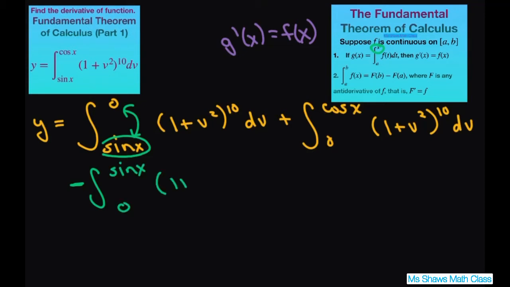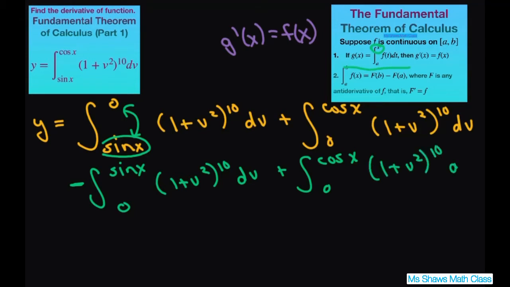Let's just copy this down. And the rest you just copy down. The others are fine. It has to follow this format. So 1 plus v squared to the 10th power dv. All right. Now, we can go ahead and integrate this.